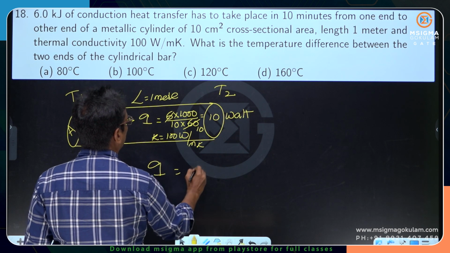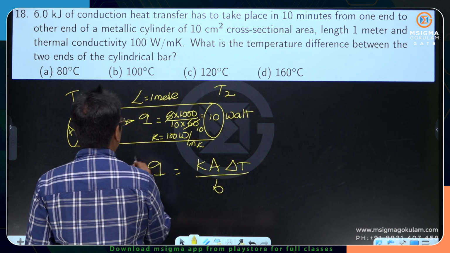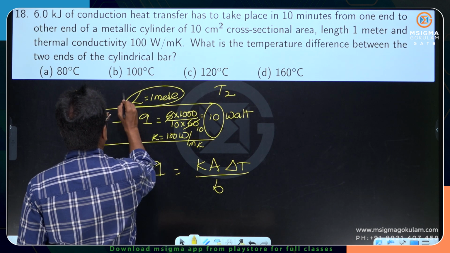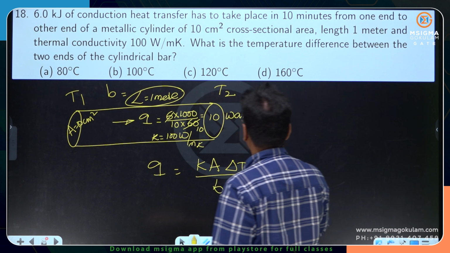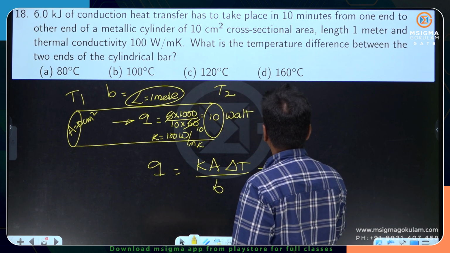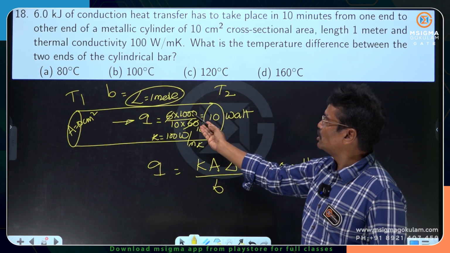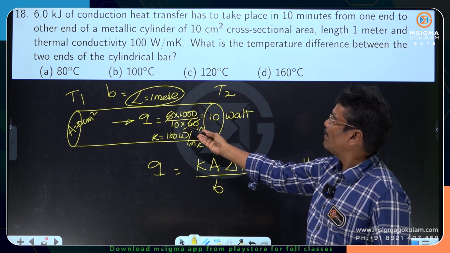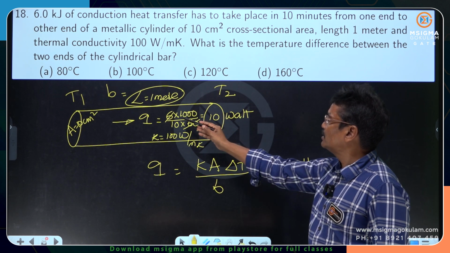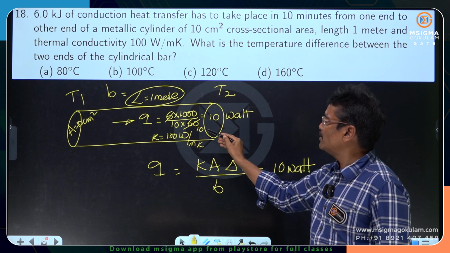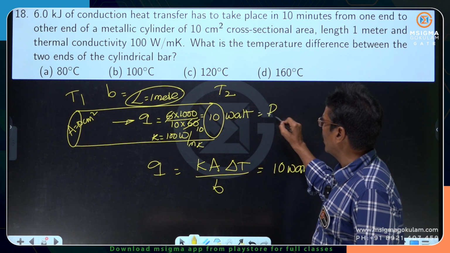Q is equal to Ka delta T by B. Here the B is 1 meter. That is given as 10 watts, because 6 kilojoules means 6000 joules divided by 10 minutes it should happen. 10 into 60, that is 10 watts. 1000 by 100 it will be 10 watts. This is the rate of heat transfer.